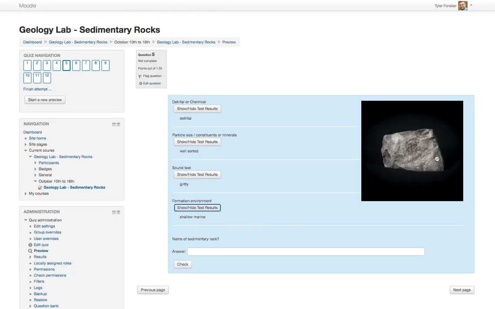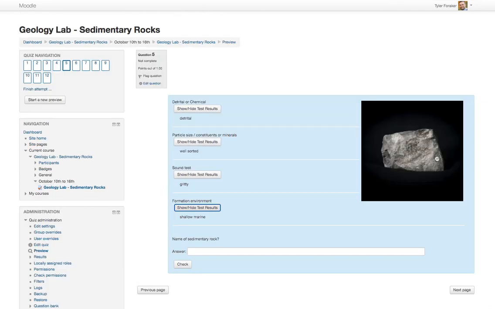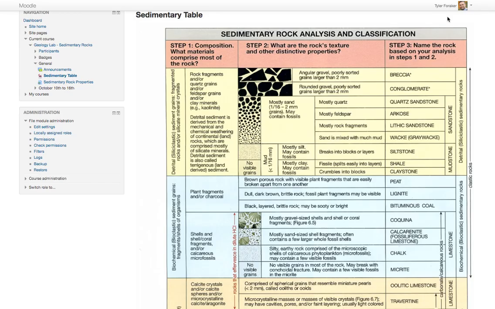The second clue that we had was that it's well sorted. So angular is not sorted at all. Well sorted would be further down here towards the bottom, right? We wouldn't say that mostly sand grains would be very well sorted. You see how different these sediments are within here. So it's going to take us to the bottom section, because well sorted means that it's all a similar size in terms of those distinctive texture properties. It's gritty and it formed in a shallow marine.